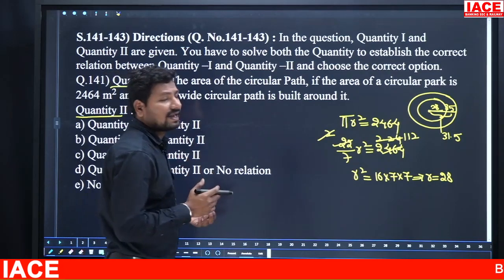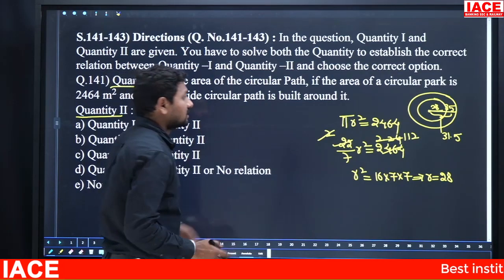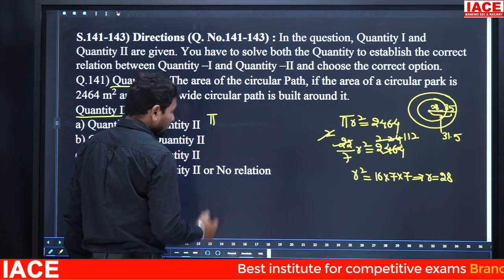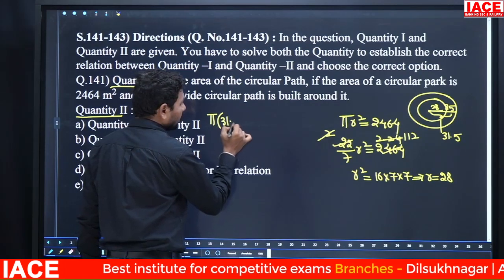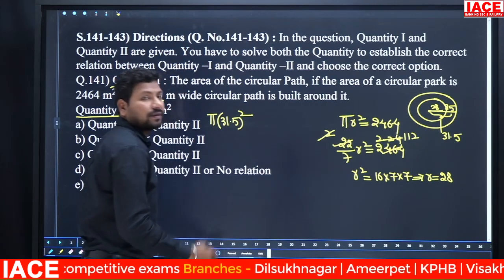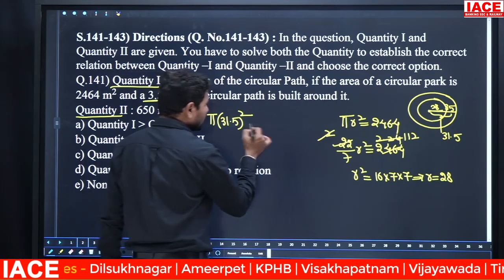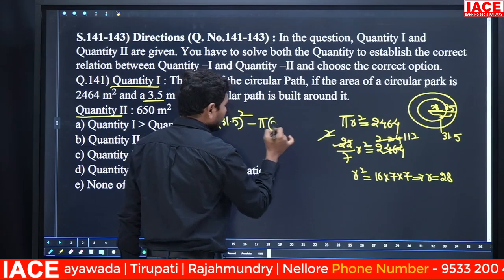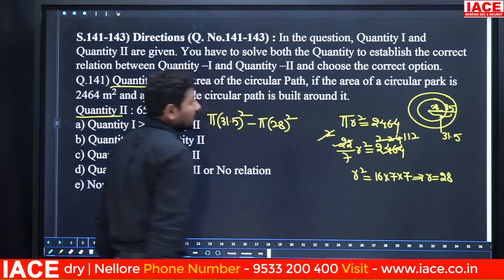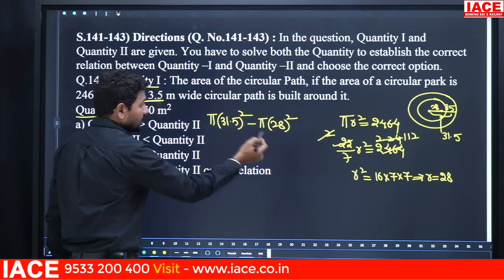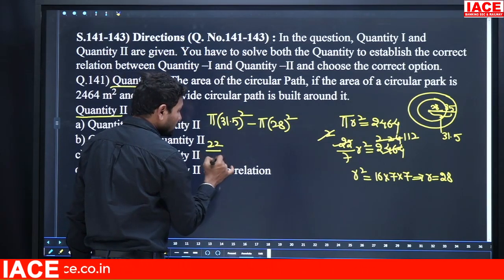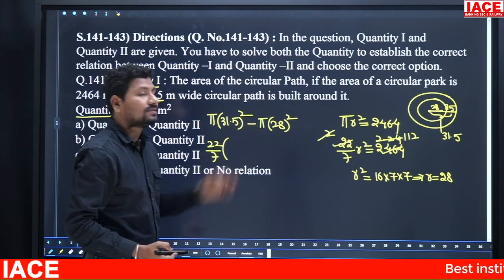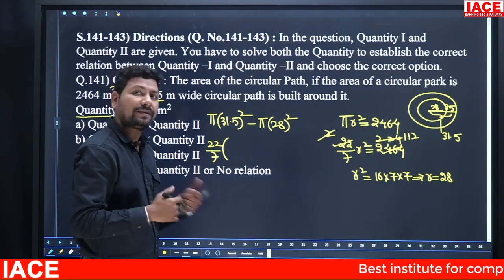Now we have to calculate the area for the outside circle. Then pi r square, pi into 31.5 square. In this we have to remove the inside circle area. The inside circle area is what? Pi into 28 square. Here the pi value is 22 by 7, which will be common. You will get a square minus b square. A square minus b square means we can write a plus b into a minus b.